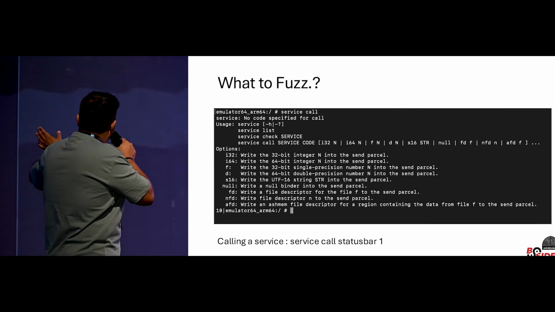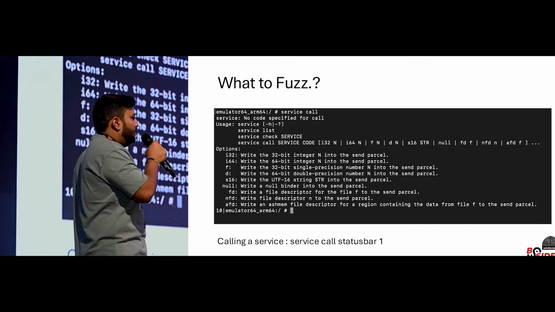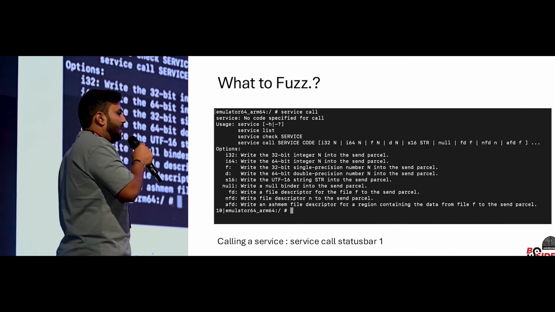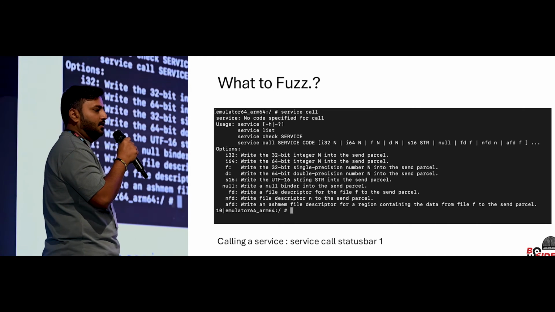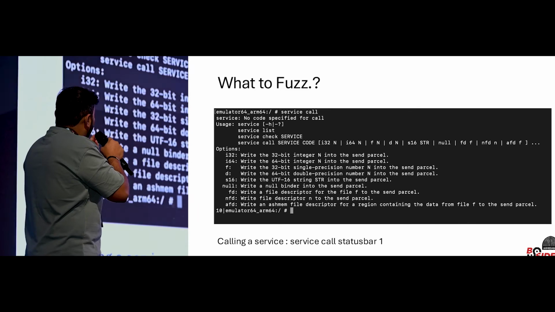So if you go back to the slide, Hardik, you could see this is the ADB shell interface of any phone that you can have. And there's a utility called service call. Service call is something which allows us to interact with all the services that are there on your phone through the ADB interface. ADB stands for Android Debug Bridge. So you can just shell into your phone and use this utility to interact directly with the service.